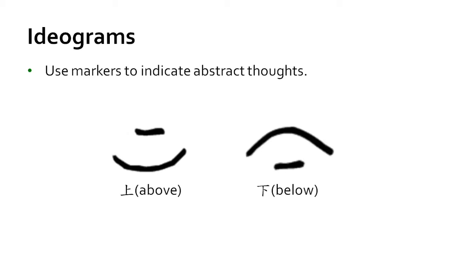Ideograms. Ideograms are characters that use markers to indicate abstract thoughts. Here are some examples. These 2 characters: this one means above, and this one means below. Now let's take a look at these 2 markers. These 2 markers indicate abstract thought. This marker means the thing is on top of the thing you are talking about. And this marker means the thing is under the thing. So, above, below.